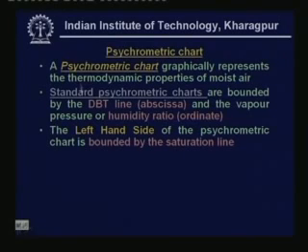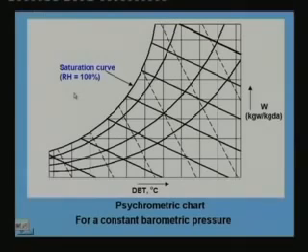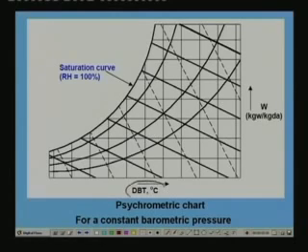Okay, let me show the psychrometric chart now. This is the skeleton of a psychrometric chart. As I said, you have the dry bulb temperature, DBT, on the x axis, and here you have the humidity ratio W on the y axis. Of course, in place of W, you can also have vapor pressure of water, because these are related.